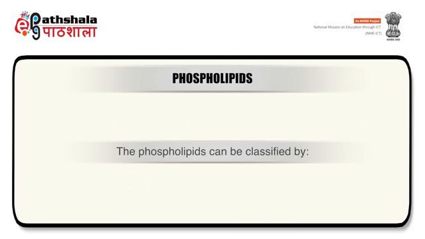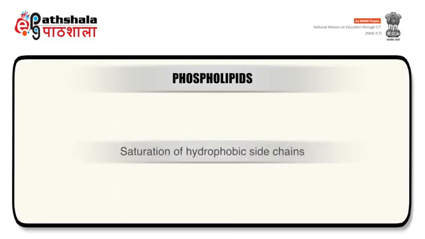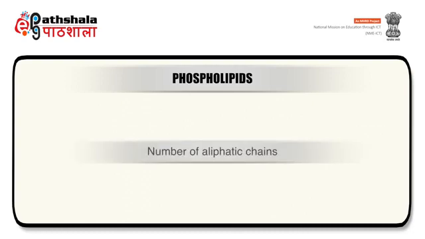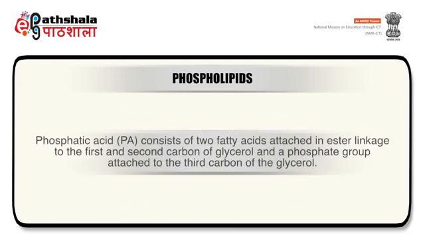The phospholipids can be classified, as is also shown on the screen, by A. Length of hydrophobic side chain, B. Saturation of hydrophobic side chains, C. Bonding between aliphatic moieties and glycerol backbone, D. Number of aliphatic chains, E. Variation in head group. Phosphatidic acid, also known as PA, consists of two fatty acids attached in ester linkage to the first and second carbon of glycerol and a phosphate group attached to the third carbon of the glycerol.